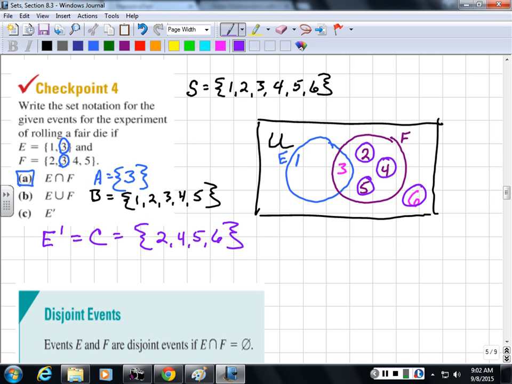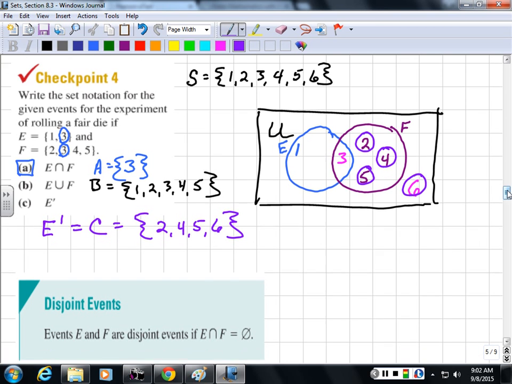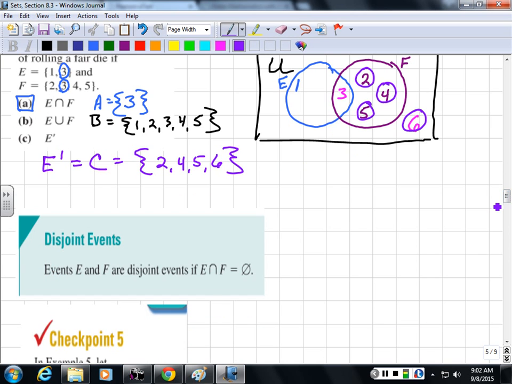We've already defined what disjoint sets are. Well, guess what? We can simply change sets to events and get this. Disjoint events are events E and F, and they're disjoint if E intersect F is the empty set. Notice that everything that we've done in set theory follows nicely into probability theory. There's an intersection there. There's an overlap.